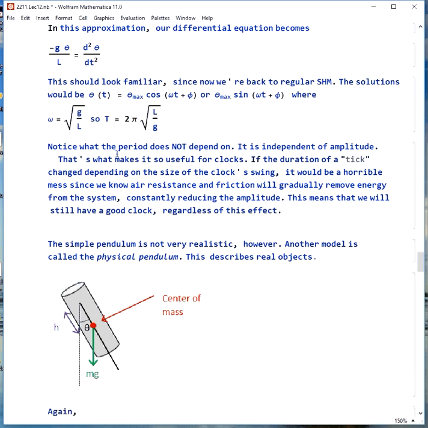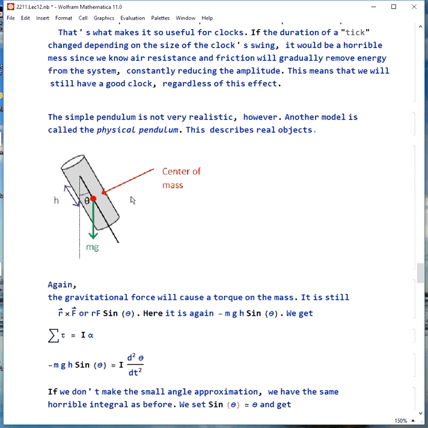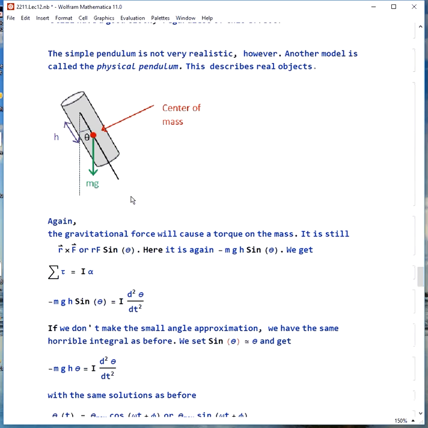The simple pendulum is simple, but it's not very realistic. A better model is the physical pendulum. This is what you use for real objects. For the physical pendulum, we have this cylinder here as our object. It has some center of mass, and we're going to say we suspend it at a height h above that center of mass. There's still a torque from mg trying to line it back up vertically if we let go of it, and our torque is still going to be R F sine theta. That would give us negative mgh sine theta.